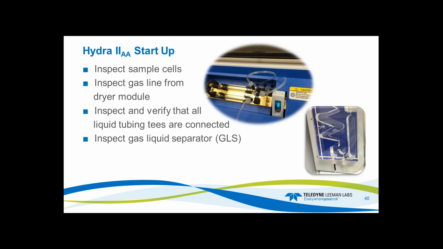So you want to inspect all the tubing tees, make sure they're all connected and nothing's happened since the last time you ran it. And inspect the gas liquid separator. It should be pretty pristine, shouldn't be white and full of gunk or anything like that.